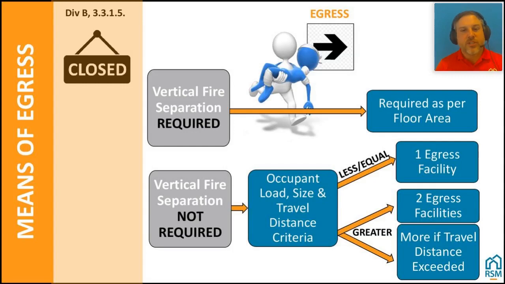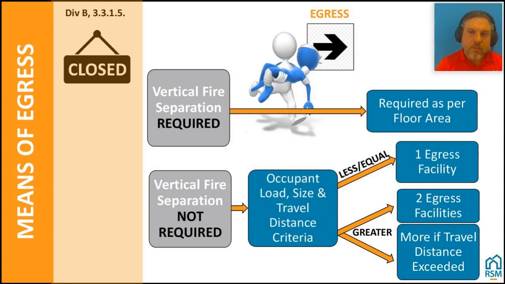Travel distance issues, issues of size and occupant load, you're going to meet it. If the vertical separation is not required, it's going to have that same occupant load, size, and travel distance criteria. If you're less than the required, you need one egress facility. If you're over that, you're going to need two or more, depending on how large you are. So you've got to really look at how big this particular mezzanine is to apply the egress and exiting requirements.